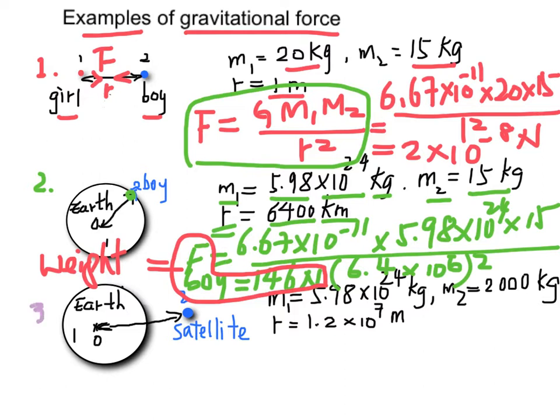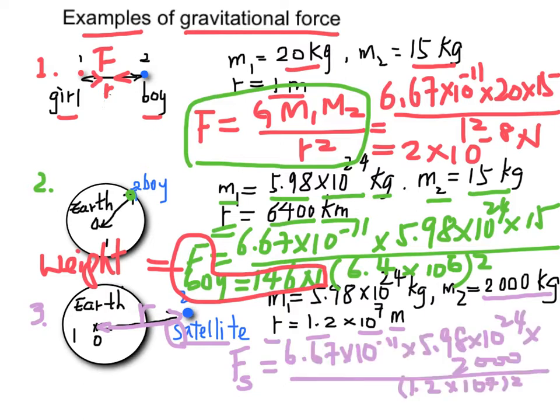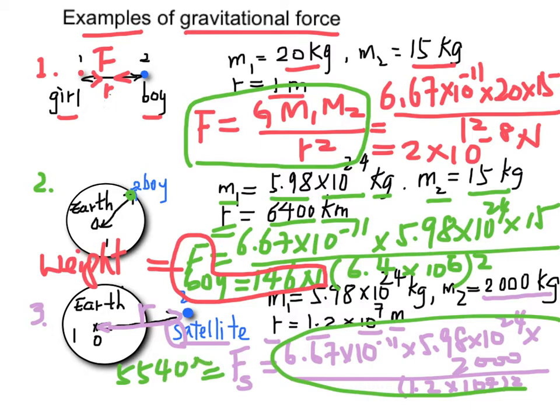Another example, let's consider the gravitational force acting on a satellite at a distance of 1.2 times 10 to the power 7 meters from the Earth's center. If the mass of the satellite is 2000 kilograms, then the gravitational force acting on the satellite is equal to 5,540 newtons.